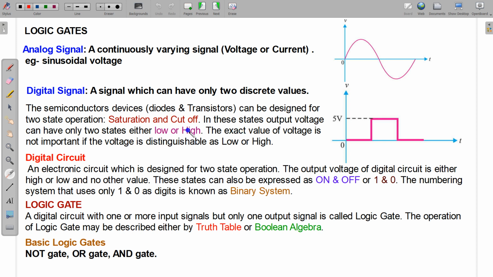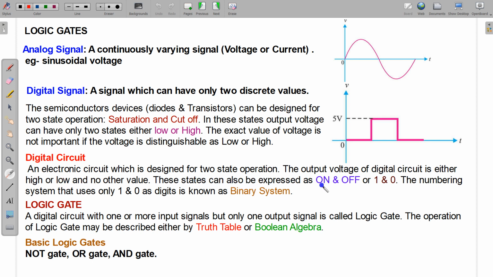The exact value of voltage is not very important if the voltage is distinguishable as low or high in a digital circuit. A digital circuit is an electronic circuit which is designed for two-state operation. What are those two states? Two states are either low or high. The output voltage of a digital circuit is either high or low and no other value. There is no value in between.